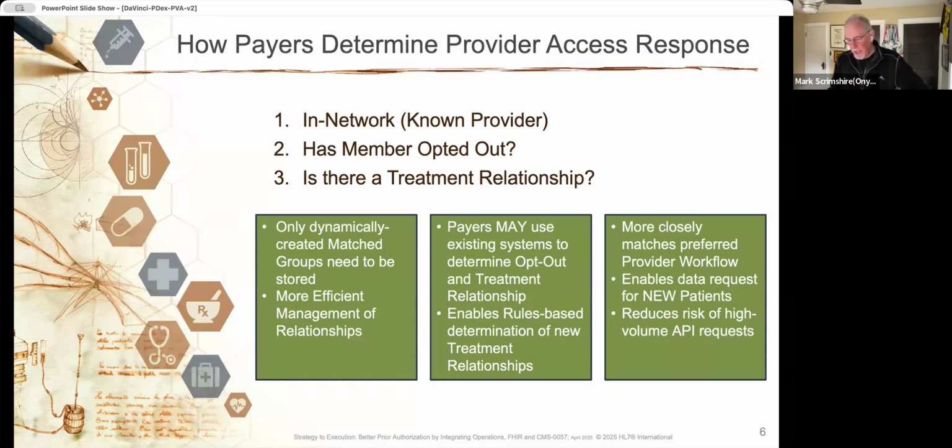As I say, in this process, the only group that really needs to be instantiated in the FHIR API or the FHIR store is that matched group. And we've proposed that maybe those should only be maintained for about 30 days, so that typically a provider will come in, make a new match request, get back a new dynamic group, and off they go, requesting the actual export against that group. Payers can use existing systems to make the determinations in creating that matched group.